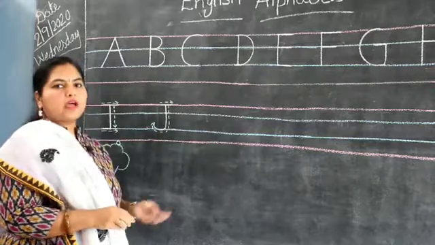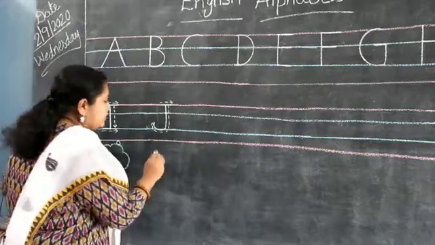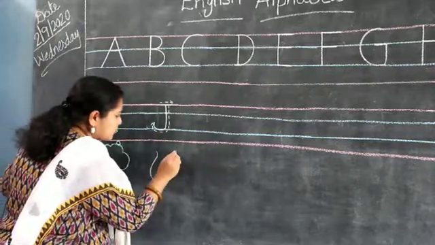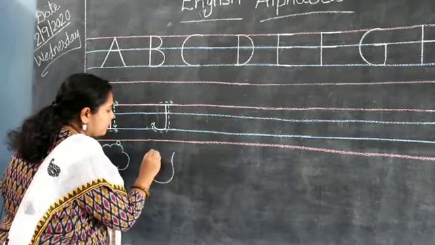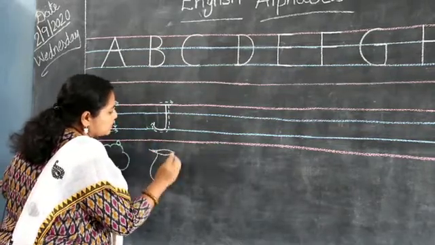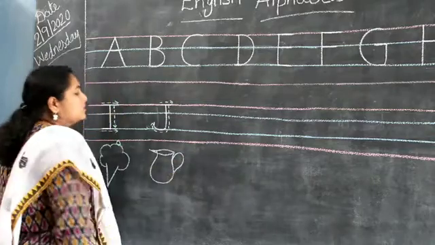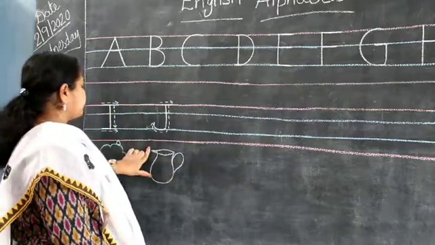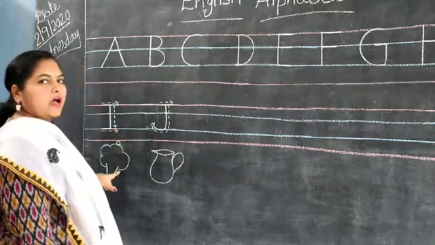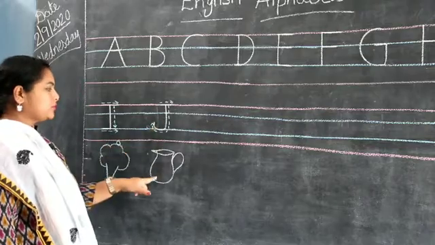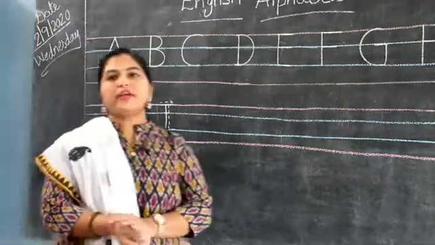Okay, this is how you write J. J is for, what's J is for? Jug. J is for jug. I is for ice cream. J is for jug. So how do you write J?